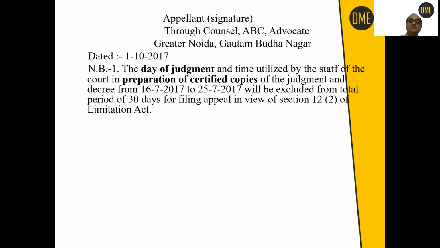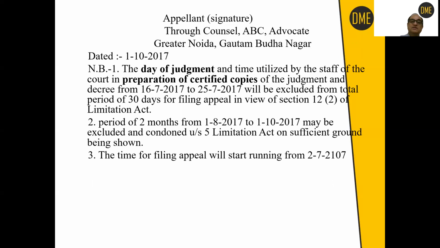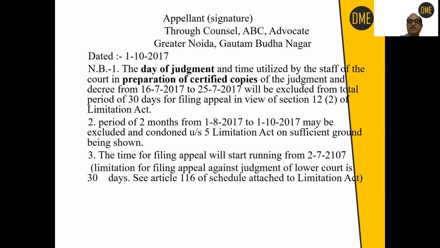We have seen earlier also that date of judgment is always excluded from the period fixed by law, and time taken in preparation of certified copies is also to be excluded in view of Section 12 Clause 2, and further period of 2 months from 1st August to 1st October may be excluded and condoned under Section 5 of Limitation Act if sufficient ground is shown to the court. You know that time for filing appeal starts running from 2nd July, because the date of judgment, that is 1st July, is to be excluded from reckoning the period of limitation.